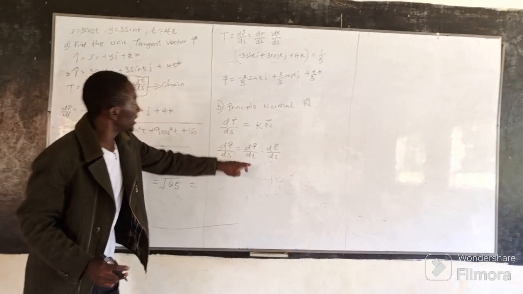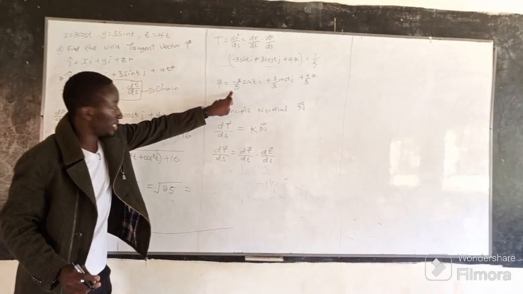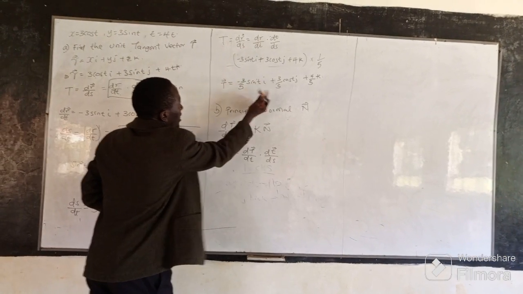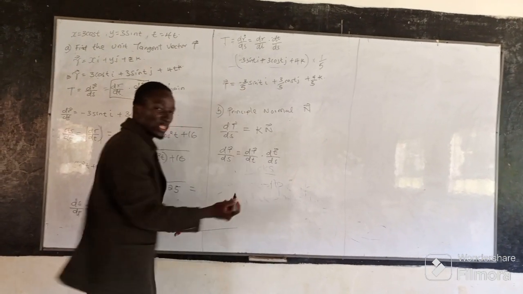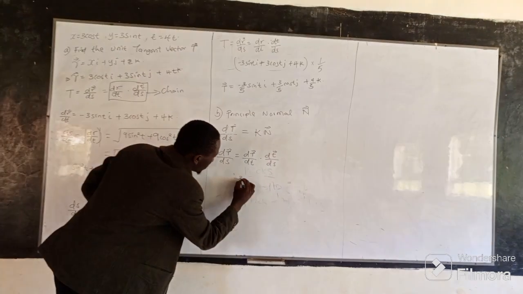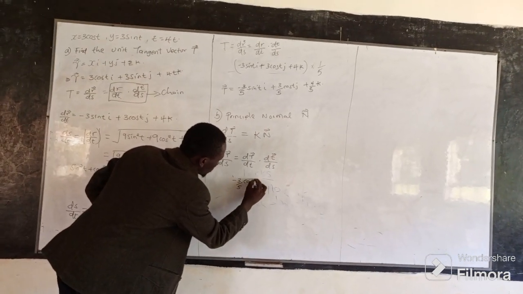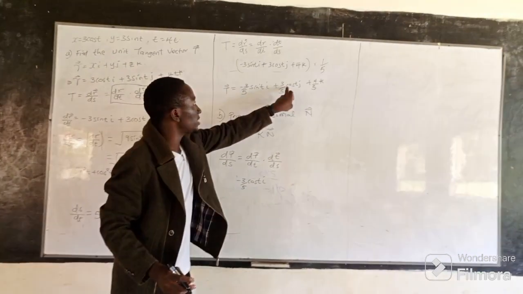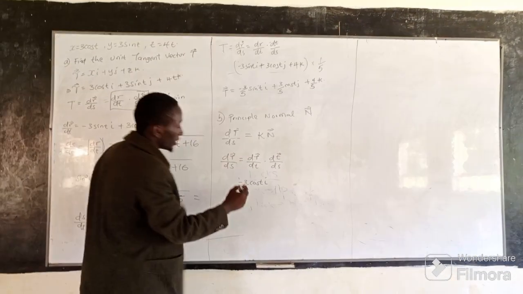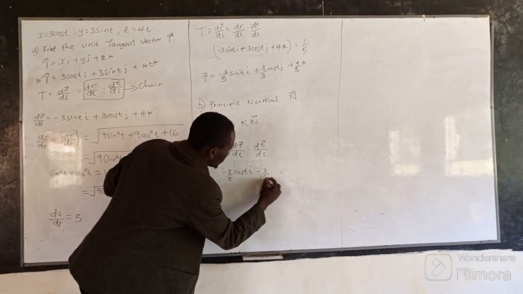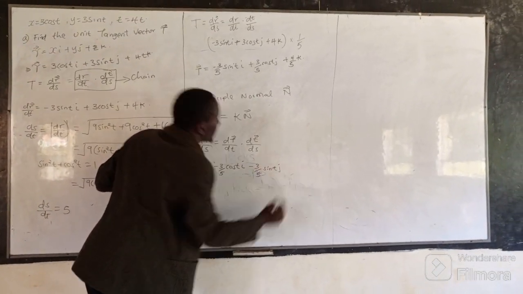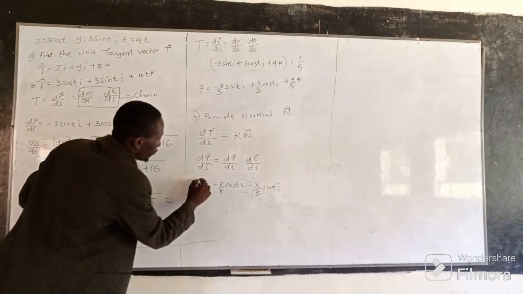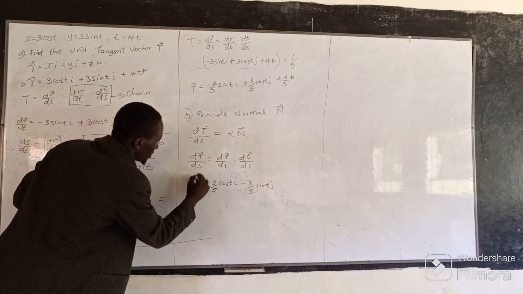And dT/dt, I differentiate with respect to t. I have negative 3/5 sin t. If I differentiate sin t, I get cos t. Now I have negative 3/5 cos t i, and 3/5 cos t j. If I differentiate cos, I get negative sin, so now I have negative 3/5 sin t j. These are constants. If I differentiate a constant, I get 0. Now this is the value of dT/dt.